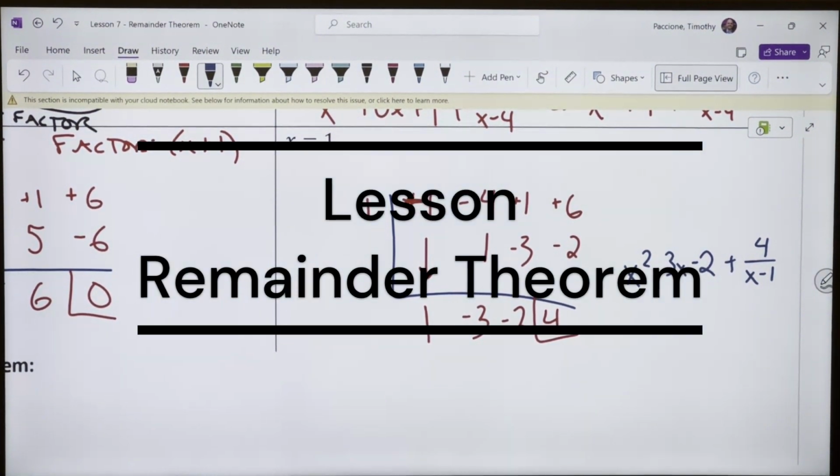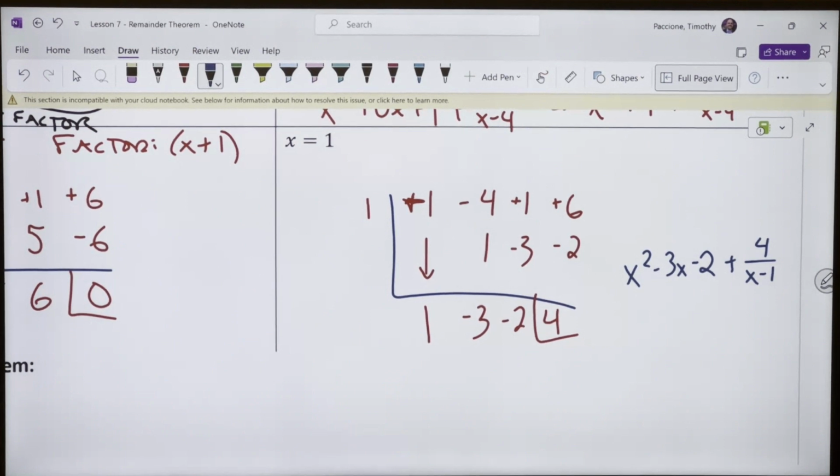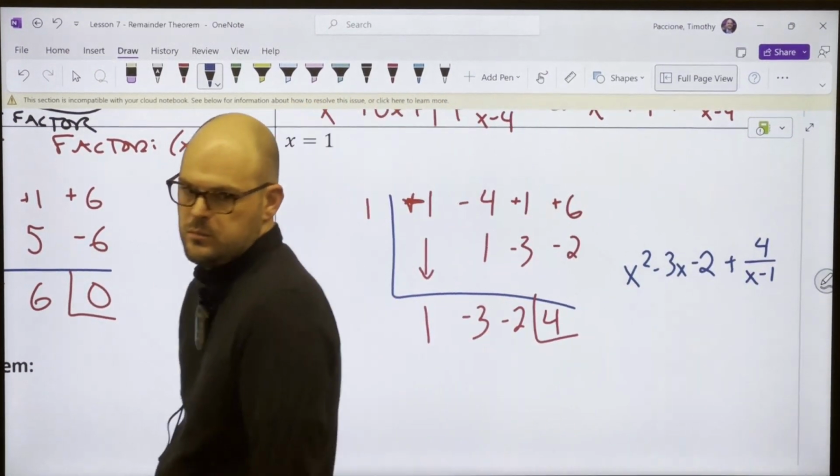Okay. All right, so we're all practiced up with our synthetic division. We've seen a couple different types of examples. What did we notice? Yeah, Hannah.